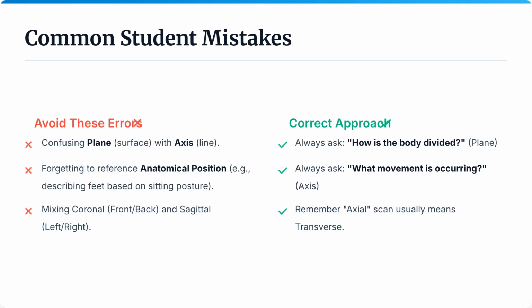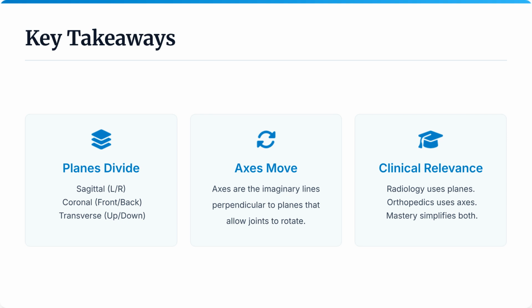To avoid common mistakes, always ask how the body is divided to identify the plane, and what movement is occurring to identify the axis. Remember that an axial scan usually means a transverse plane. In summary, planes divide the body, and axes are perpendicular to planes, allowing joints to rotate. Clinical mastery of planes simplifies radiology, while mastery of axes simplifies orthopedics.